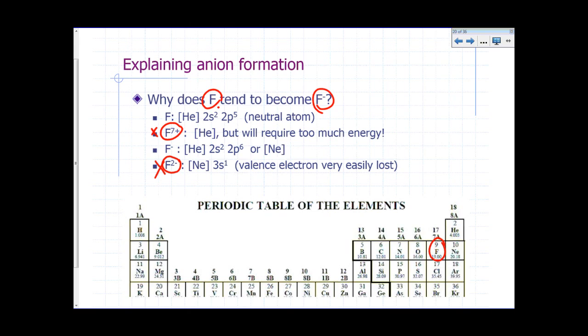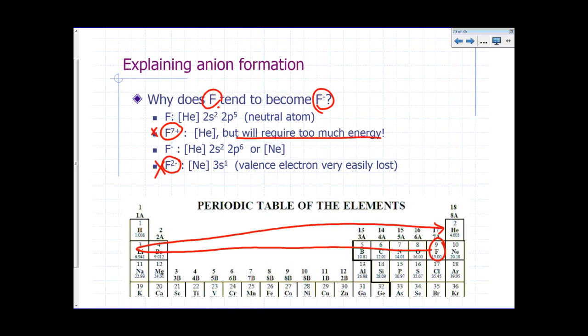Well, if you're going by the tendency to become isoelectronic with a noble gas, fluorine, in order to become isoelectronic with a noble gas, would have to lose 7 electrons to become isoelectronic with neon. That's going to require too much energy. We've already seen that every time you remove an electron from an atom, it gets harder and harder to take out the next one. But why does it gain an electron?